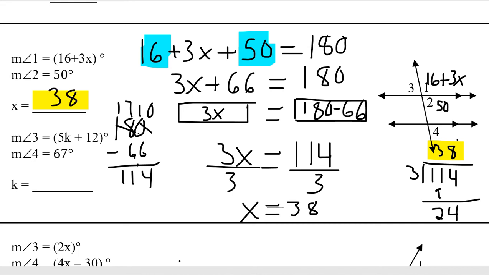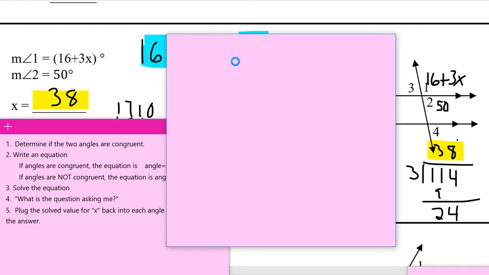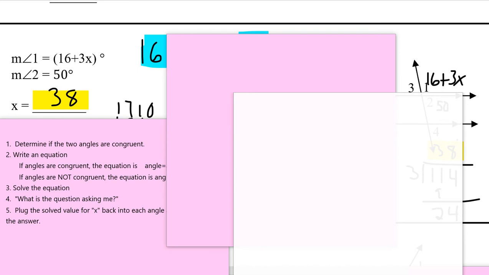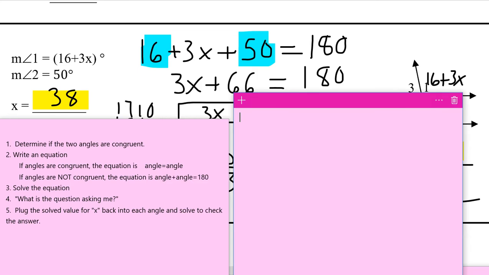So I'm going to put 38 right here. Now I need to ask myself if that is reasonable. Okay, so what I'll do here is just going to add another little sticky note on top. So this angle is 16 plus 3x. Okay, 16 plus 3x.